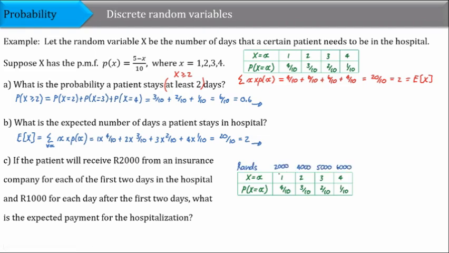Right, so the amounts that you will have for day 1 will be 2,000. At the end of day 2, you will have 4,000. At the end of day 3, you will have 5,000. And at the end of day 4, you will have 6,000.